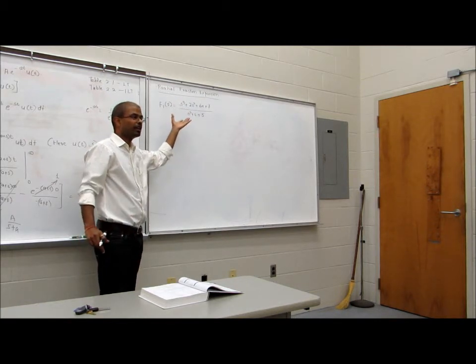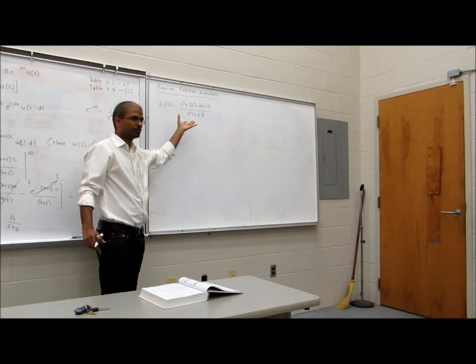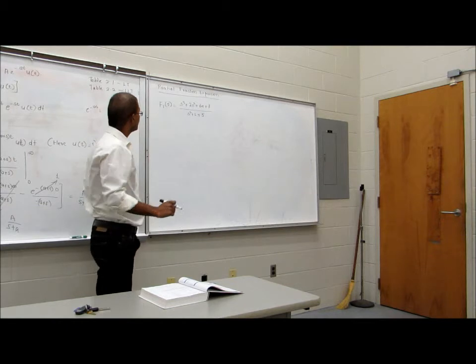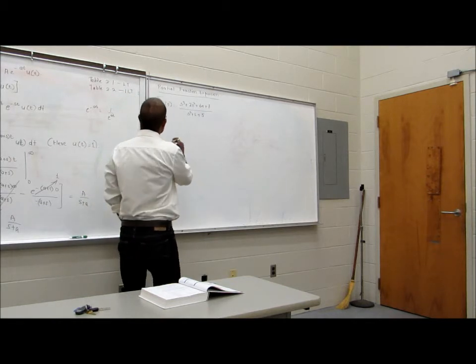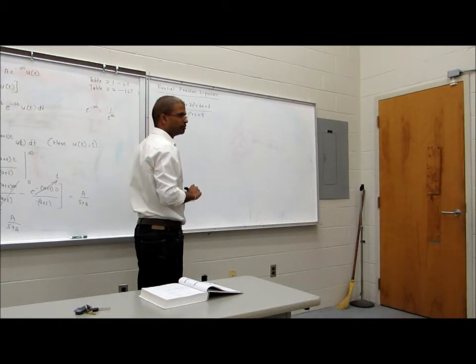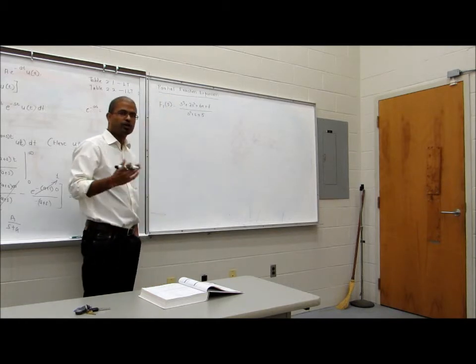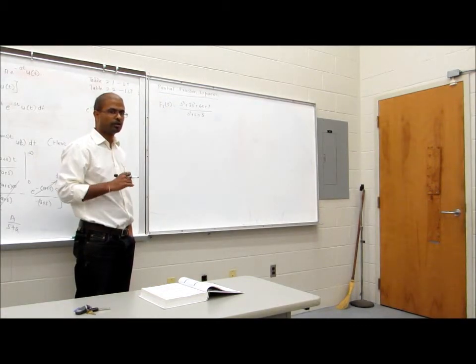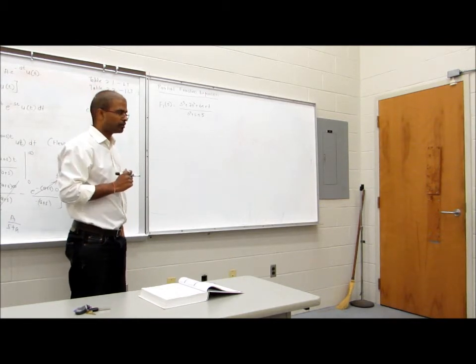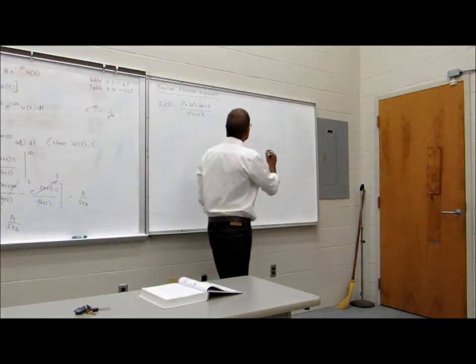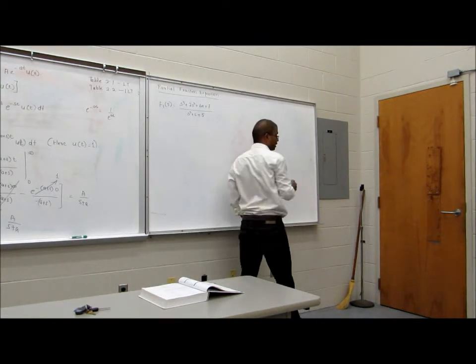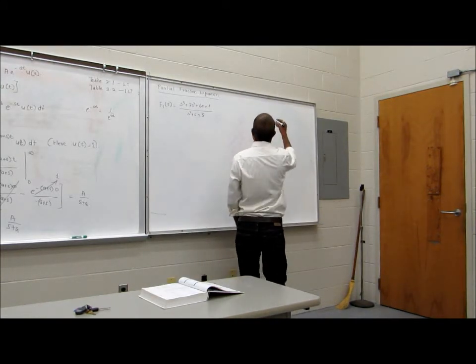This is an improper fraction, in a sense. So the first thing you do is you make it into a proper fraction. If you are given two polynomials, do you remember dividing a polynomial by another? This is how you divide, and you have to keep this in mind.